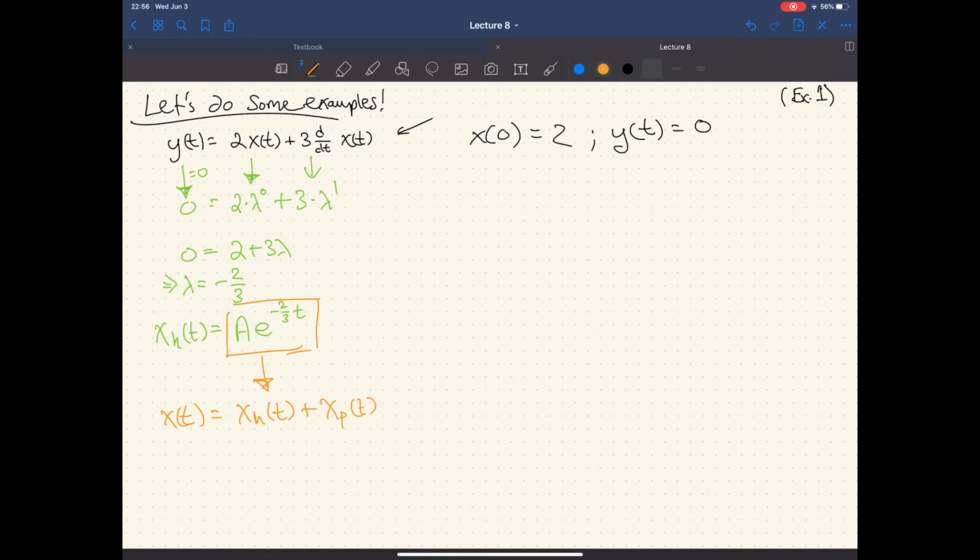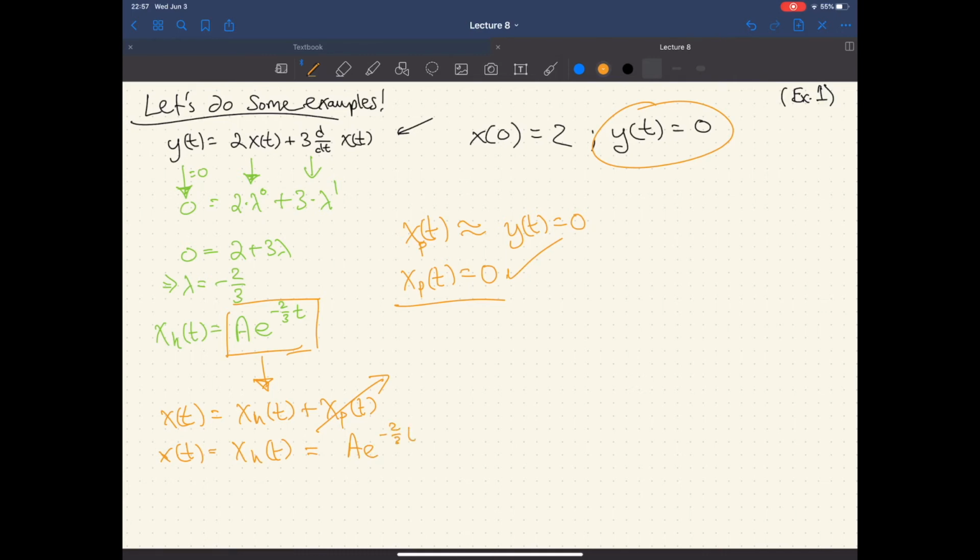Well, for our particular solution, we need a form of x of t which is equivalent to or can render out something that looks like y of t, which is equal to 0. I have an idea. Let's let x_p(t) equal 0. Problem solved. That's pretty easy. So actually, when you're given this condition, as it turns out, if y of t is equal to 0, x_p(t) is equal to 0 too. So it makes life very easy. So our final solution then is just that, which is a e to the minus 2/3 t.